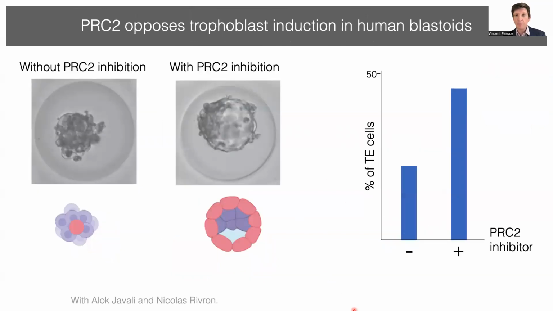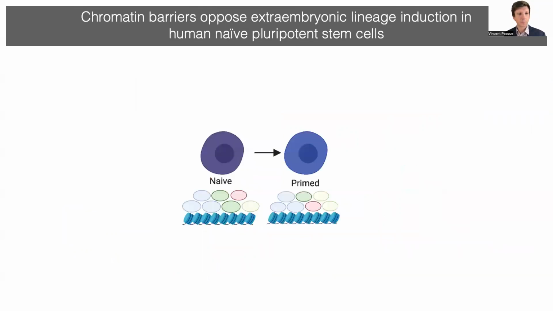And together with Nicolas Rivron, excitingly, in human blastoids, PRC2 inhibition promoted not only trophoblast fate specification, but also cavity formation. Again, suggesting that the activity of PRC2 opposes induction of alternative cell fates in human naive pluripotent stem cells.